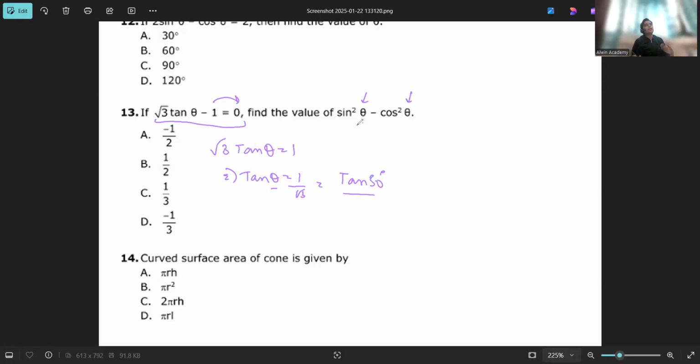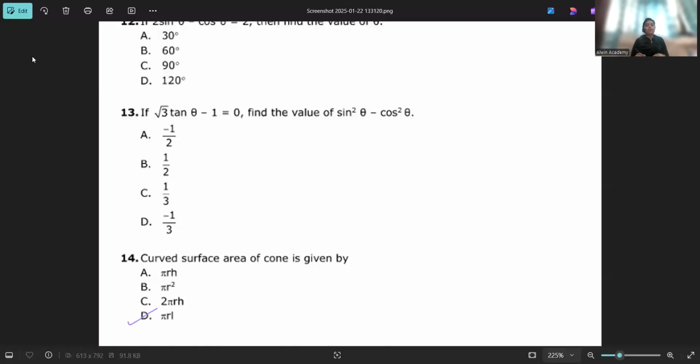Sine square 30 degree. Sine 30 is 1 by 2, so 1 by 2 square is 1 by 4, minus cos square 30. Cos 30 is √3 by 2, and cos square 30 degree would be 3 by 4. So this gives minus 2 by 4, 2 ones are 2, 2 twos are 4, minus 1 by 2, option number A. Going to the next question, curved surface area of a cone is given by, this is a straight formula question, πrl, option number D.